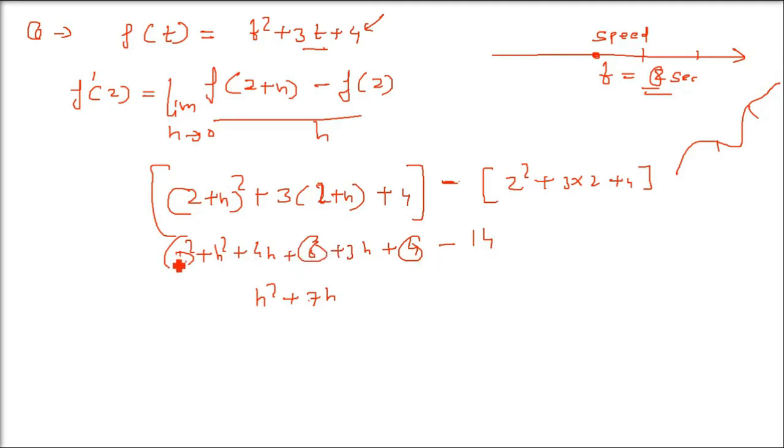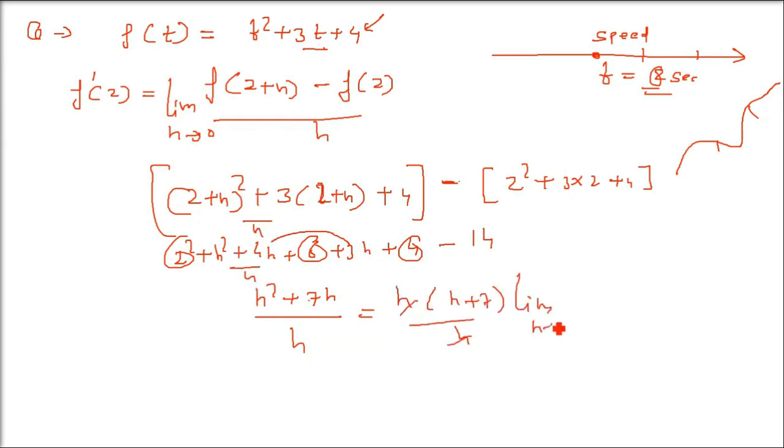So you'll get h square plus 7h, and of course we have h in the denominator. Now take h common from h square plus 7h, so it will be h plus 7. The h gets cancelled, leaving h plus 7. Now apply the limit: 0 plus 7 is 7. So this value 7 is the derivative of this function at 2.